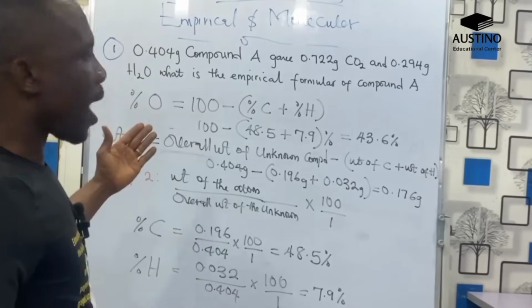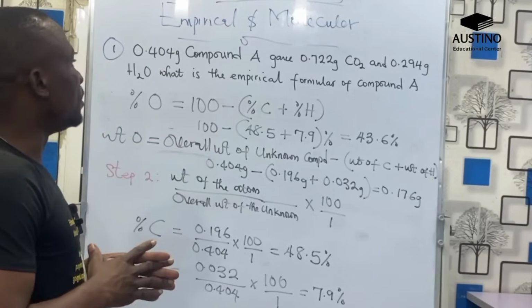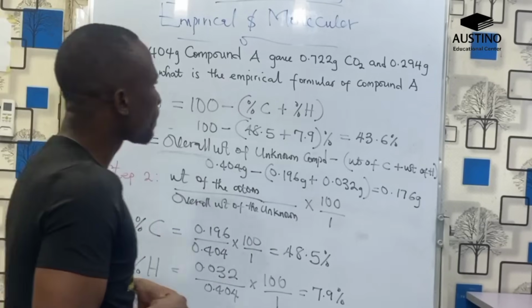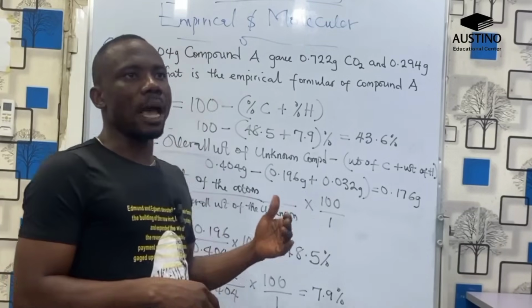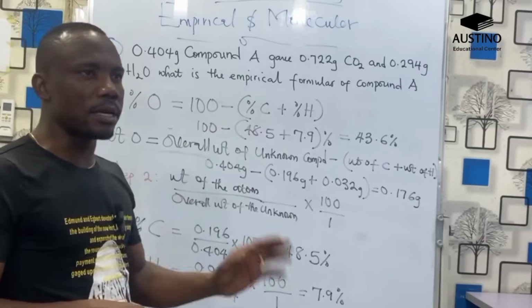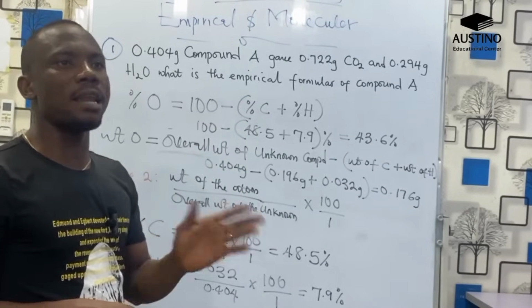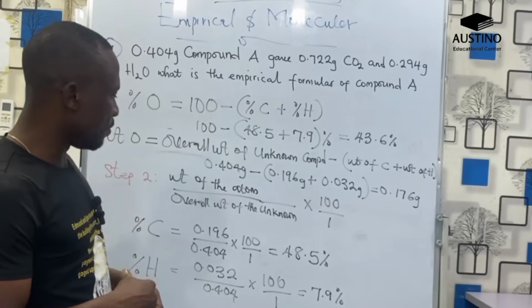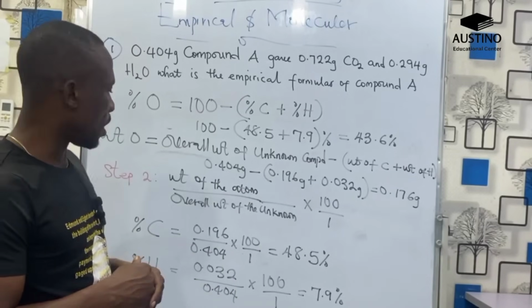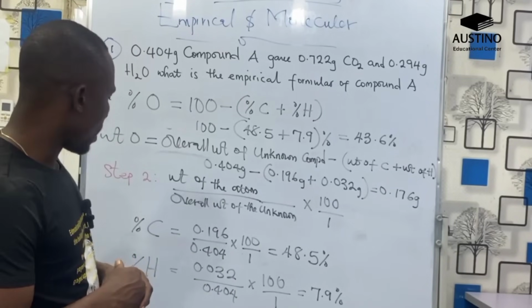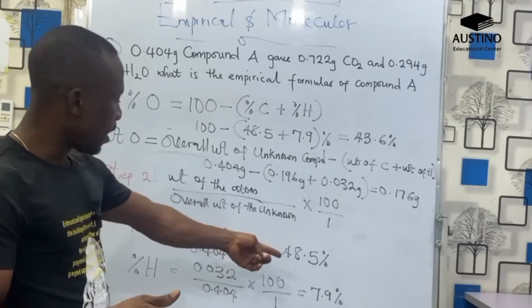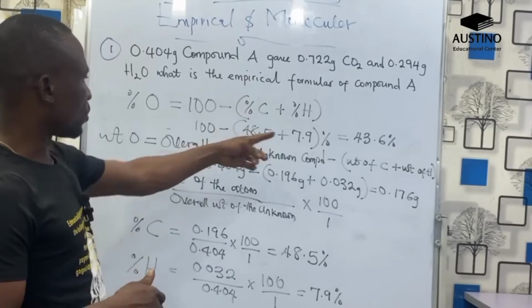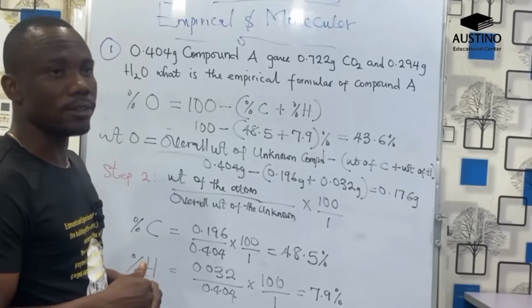So step number 1, determining the weight of each element present in the compound, and step number 2, getting the percentage composition of each element present, have been done. Of course, carbon is already given to us as 48.5, and hydrogen is given as 7.9, and then oxygen, by our calculation, we arrived at 43.6%.